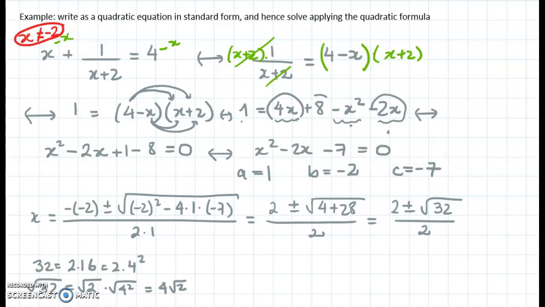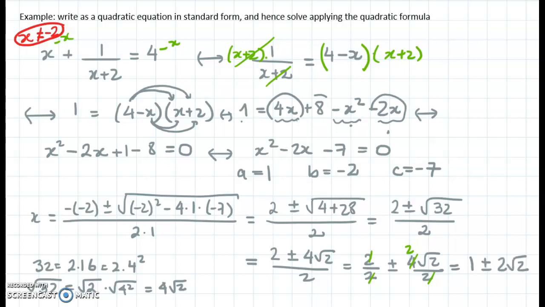So if I go back to my values for x, I have 2 plus minus 4 square root of 2 divided by 2. This means that we have 2 divided by 2 and then plus or minus 4 square root of 2 divided by 2. So we can cancel a factor of 2 in both terms. And then we have 2 divided by 2 is 1, and then plus or minus 2 times square root of 2.